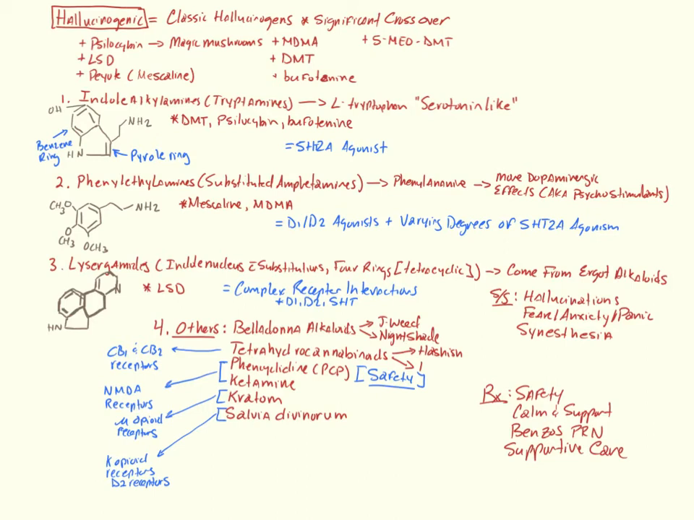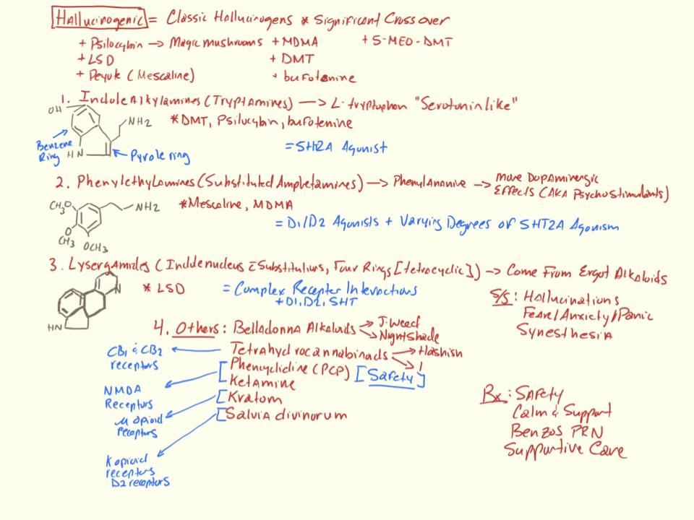There are other examples too, like belladonna. We just got done talking about that. Anticholinergics are very good at making you hallucinate. Tetrahydrocannabinoids. This is hashish and marijuana, right? They bind to CB1, CB2 receptors. PCP, phencyclidine, and ketamine involve NMDA receptor antagonism.